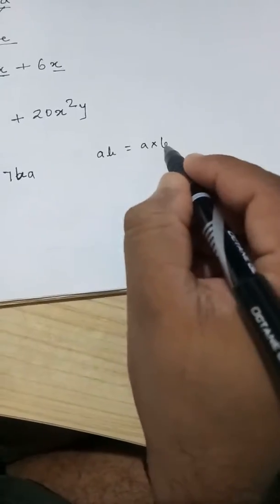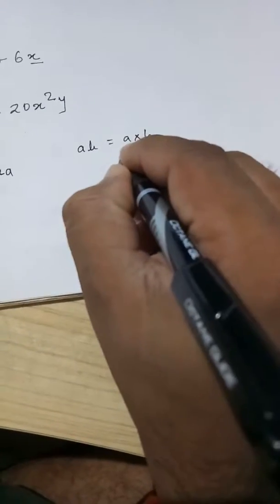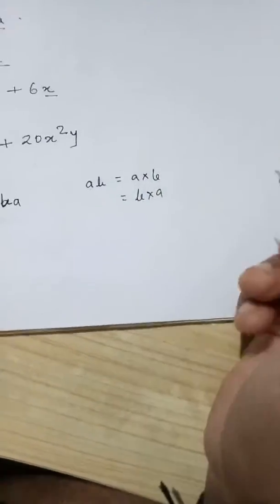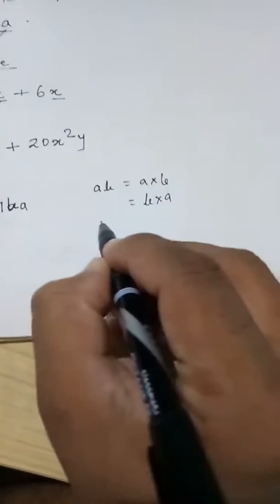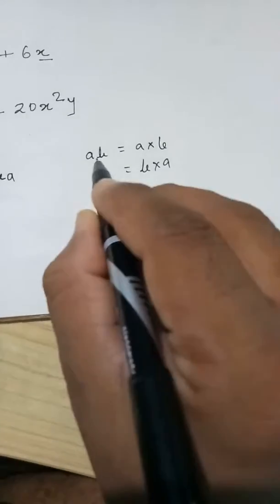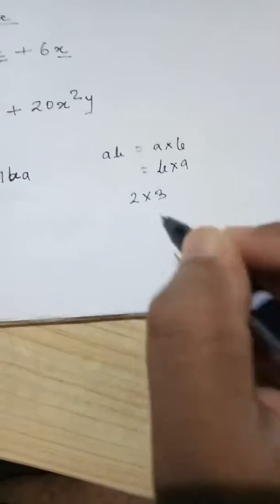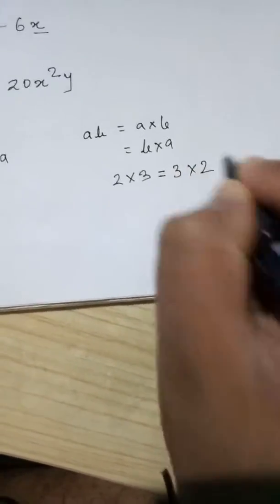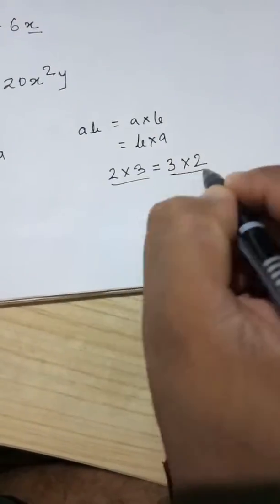Now if you write A into B, or if you write B into A, just the value changes. It's something like 2 into 3. If A's value is 2 and B's value is 3, and you're writing 2 into 3, it's the same thing as 3 into 2. So both ways it is correct.